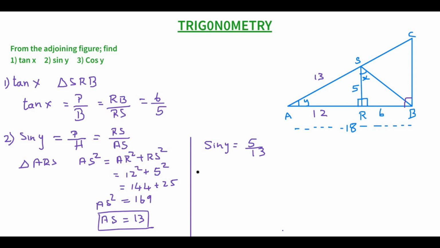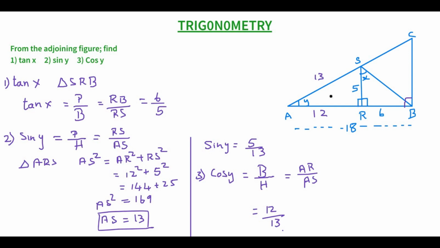Now let's find the third question, which is cos y. And this is also with respect to y. As you could see, with respect to y, we have found all three sides. Right? So what is the formula for cos? I hope you all remember this also. Right, this is base by hypotenuse. With respect to y, AR is our base. So AR by the hypotenuse, AS, as I've already explained. So what is AR? AR is 12 and the hypotenuse is 13. Hence we have got the value of cos y as 12 by 13.